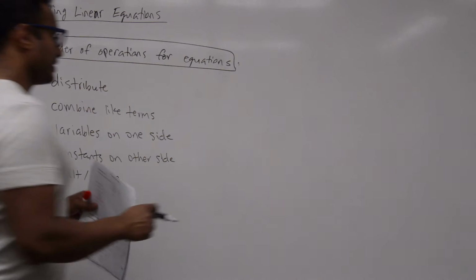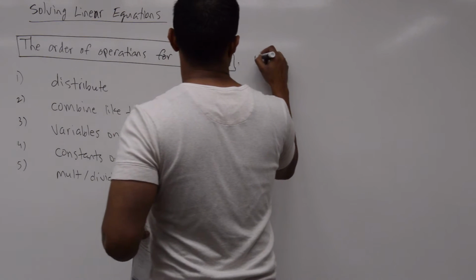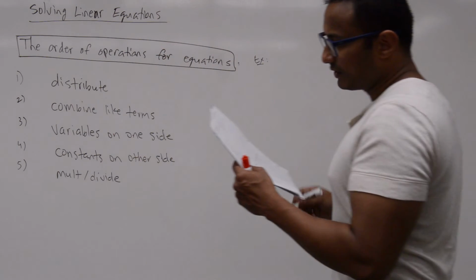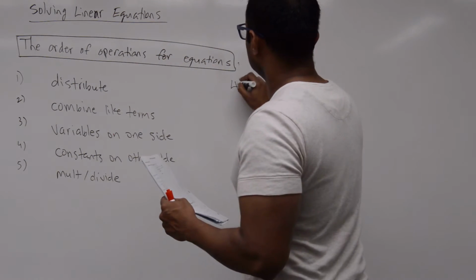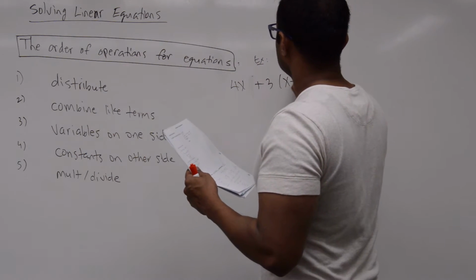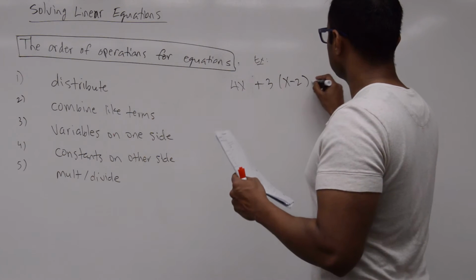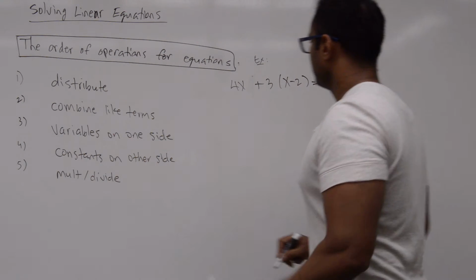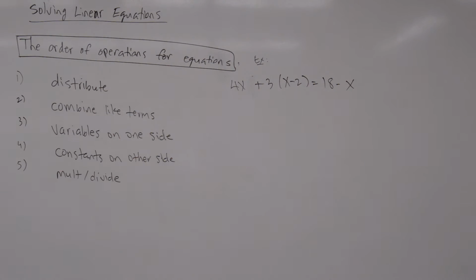Okay, so let's see that in action. So here's an example of that. Your first example, we have 4x plus 3 times (x minus 2) is equal to 18 minus x. Okay, let's work through this.